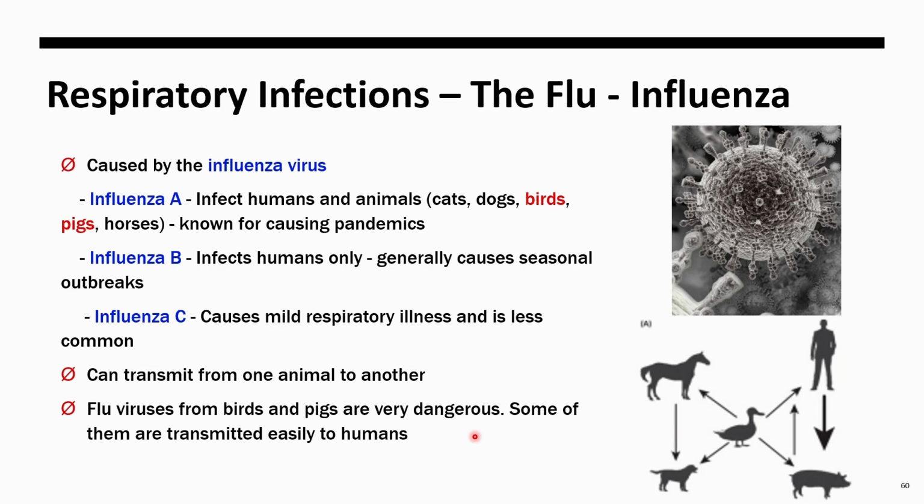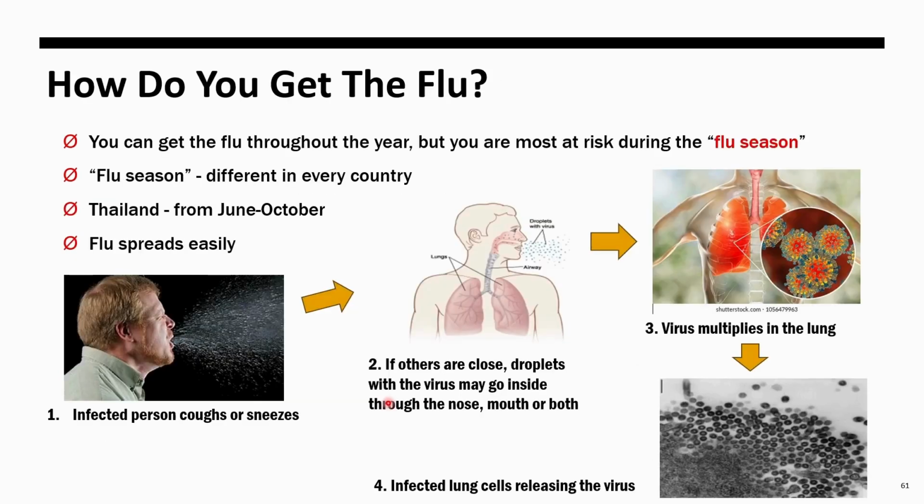Have you heard of avian flu or swine flu? These are very dangerous flus that have caused many deaths in the past among people. So how do you get this flu? You can get flu throughout the year, but you are at the most risk during the flu season. Flu season is different in every country. So do you know the flu season in Thailand? It's from June to October.